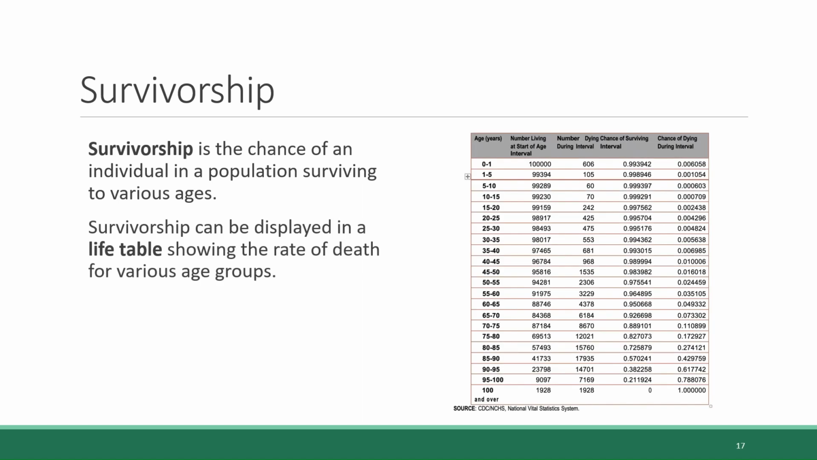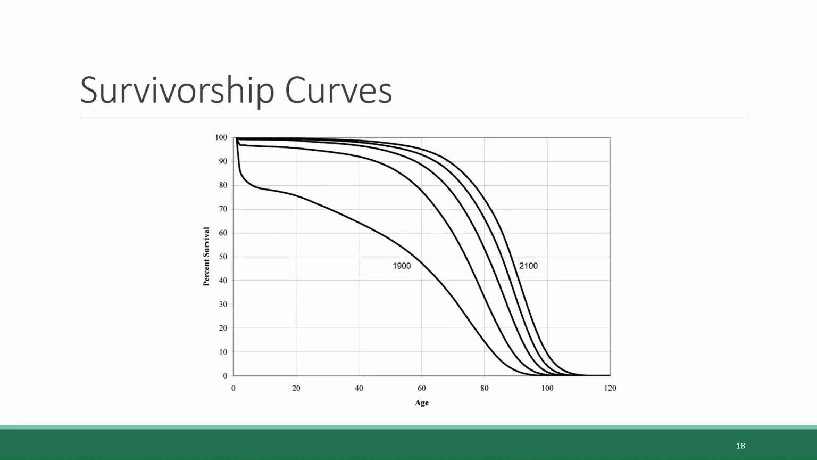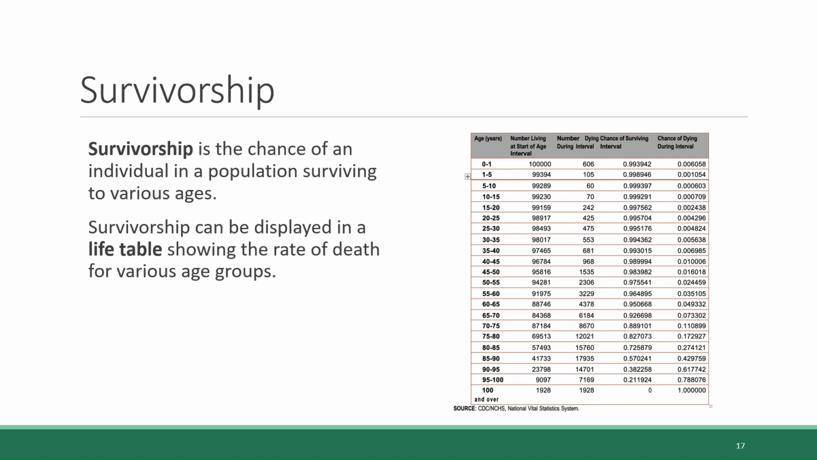Survivorship varies widely across species. For some species, an overwhelming majority die relatively early in life, while for other species, most die in old age. One tool for displaying survivorship is called a life table. A life table represents data on the chances that members of a population have of dying at each age interval in their lifespan. So, for example, this life table here displays data on the US population in 2011.